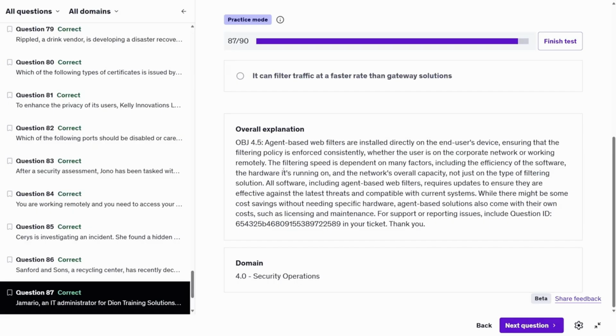The filtering speed is dependent on many factors, including the efficiency of the software, the hardware it's running on, and the network's overall capacity, not just the type of filtering solution. All software, including agent-based web filters, requires updates to ensure that they are effective against the latest threats and compatible with current systems. While there might be some cost savings without needing specific hardware, agent-based solutions also come with their own costs, such as licensing and maintenance.